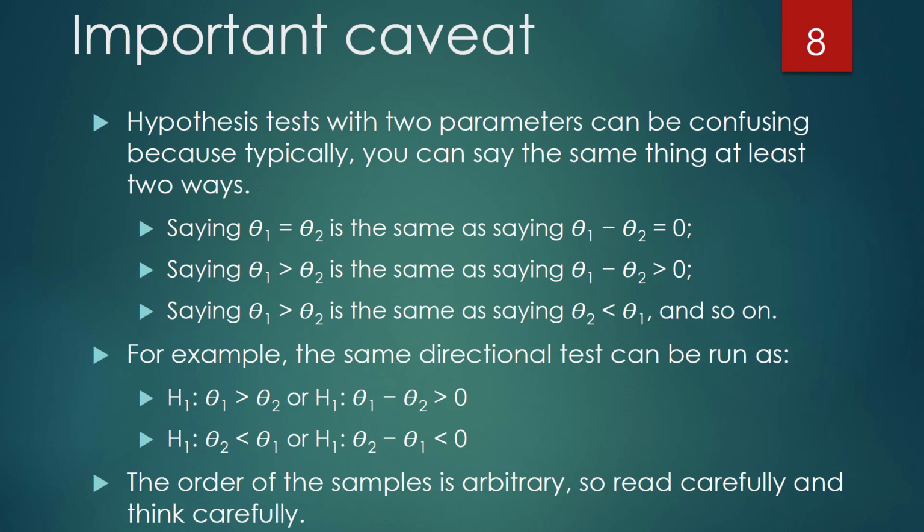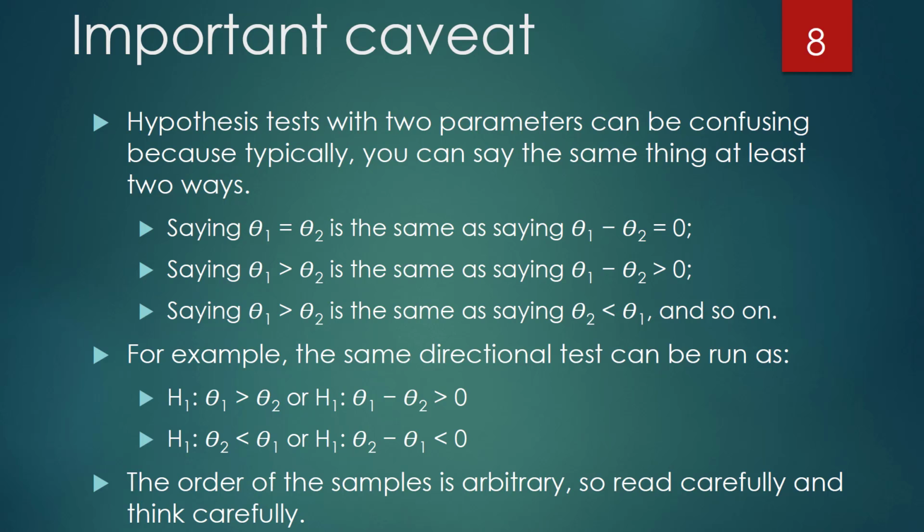And what I'm saying effectively is that, typically our null hypothesis is a claim of equality. So here we have it represented as theta 1 equals theta 2. And that could also be phrased a different way. We could say theta 1 minus theta 2 is equal to 0. Likewise, theta 1 greater than theta 2, you could say the same thing by saying theta 1 minus theta 2 is greater than 0, and so on.